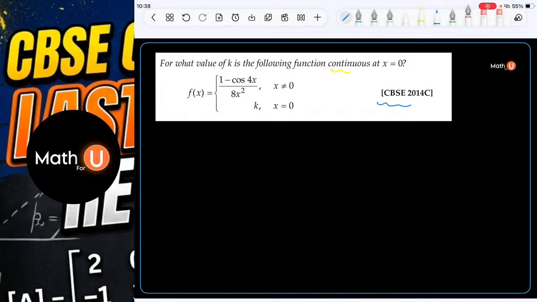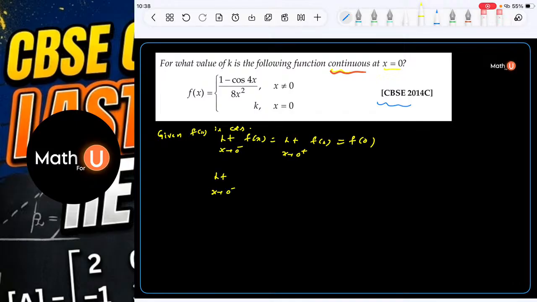It is given that the function is continuous. That means if the function is continuous, the limit at what point? At 0, the left hand limit is equal to the right hand limit, which is equal to the functional value. These three quantities are equal, given f of x is continuous. Then limit x tends to 0 minus, what is f of x? Find the left hand limit. f of x, limit x tends to 0 minus, 1 minus cos 4x by 8x square.